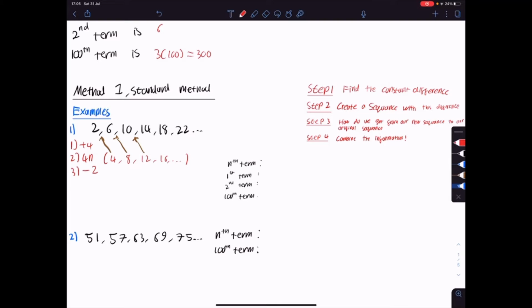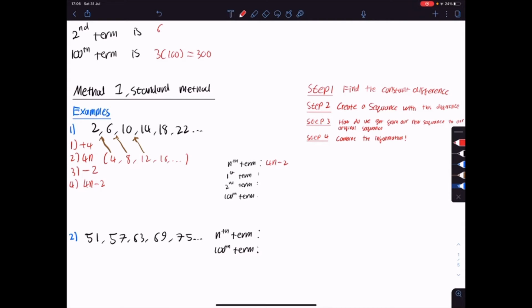So, step 4. We just need to combine this information. We know if we have 4n here, and we take 2 from this sequence, that's going to represent our original sequence. We're going to get back to our original sequence. So our nth term, simply put, is just 4n take 2. And that's it. Each of these steps is very easy, but the hard part is just remembering the method. So our nth term here is just 4n take 2.